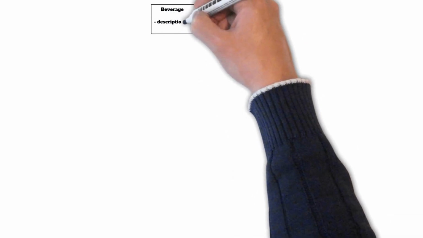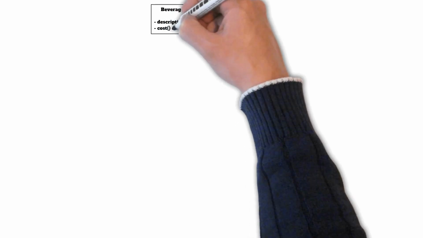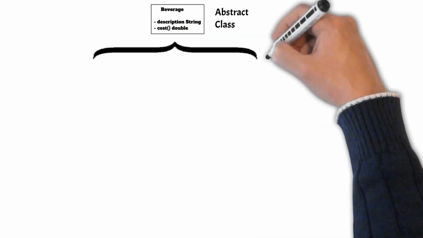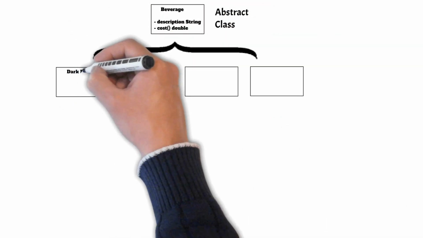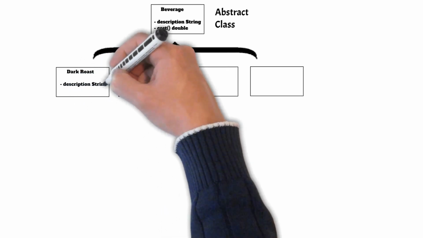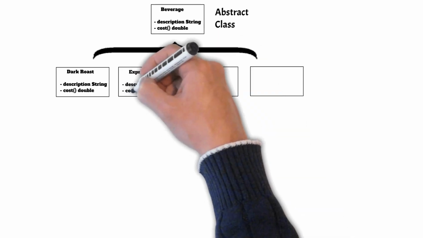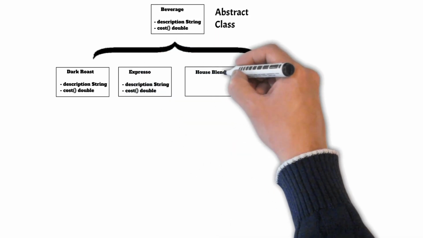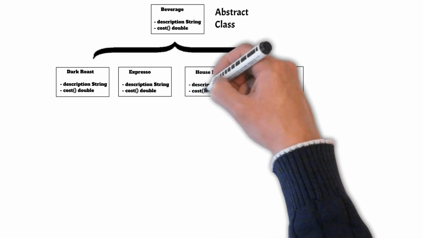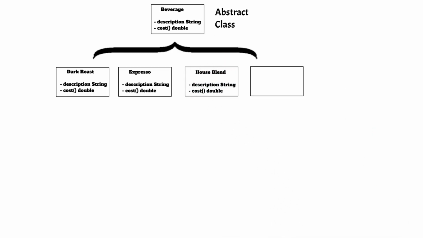So this is the class diagram for our decorator pattern. We have our beverage abstract class which has a description property and a cost method. Now all the coffee classes will extend this beverage class and they will have their own description of the coffee and their own cost method which will be the cost of the coffee. So we have our coffee classes like dark roast, espresso, house blend, all of them extending the beverage abstract class and having their own description property, which is the description of the coffee, and their own cost, which is the cost of the coffee.